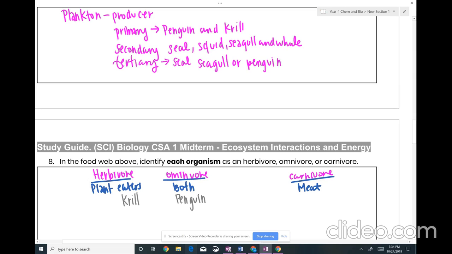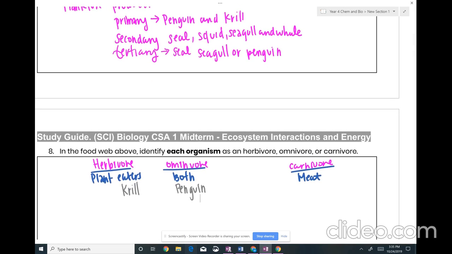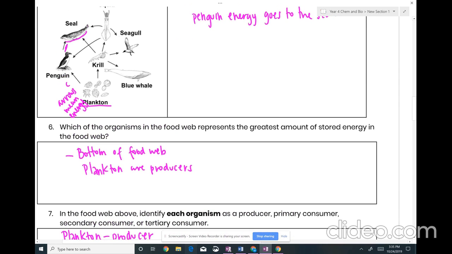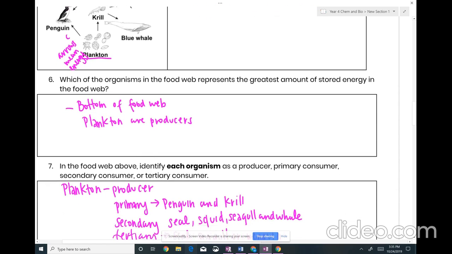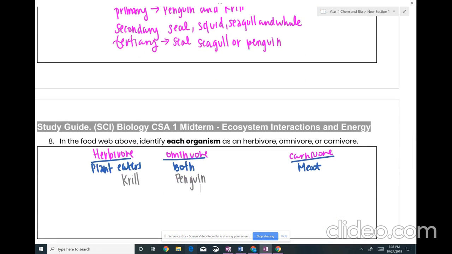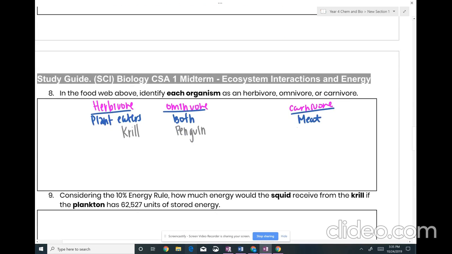Right, because it eats both the squid and the plankton. So that kind of makes it an omnivore. Now the rest of our animals are all carnivores because none of them go back and eat the plankton. So you would have to be somebody that eats plankton and another meat in order to be an omnivore. So everybody else is going to fall under here.